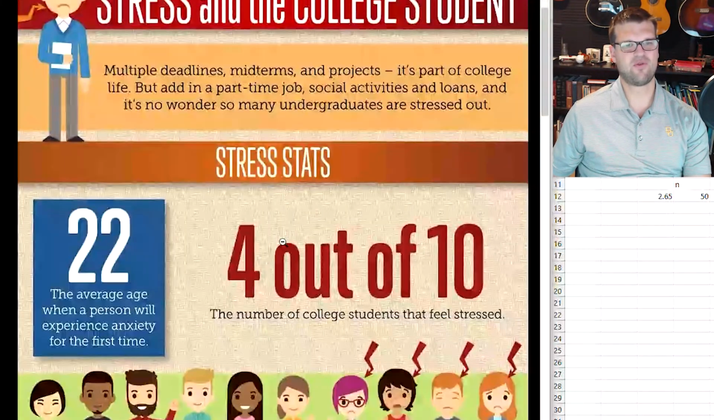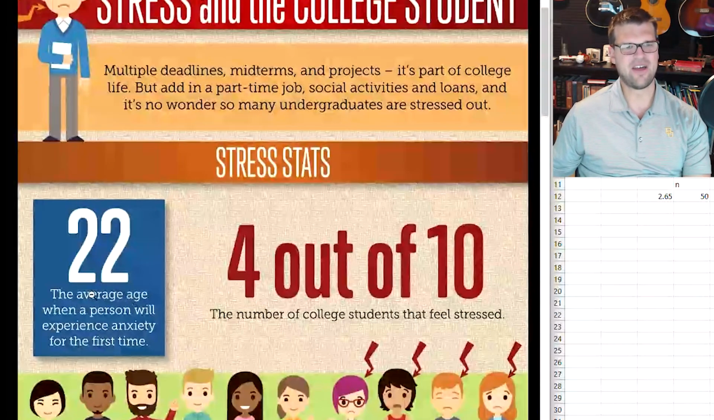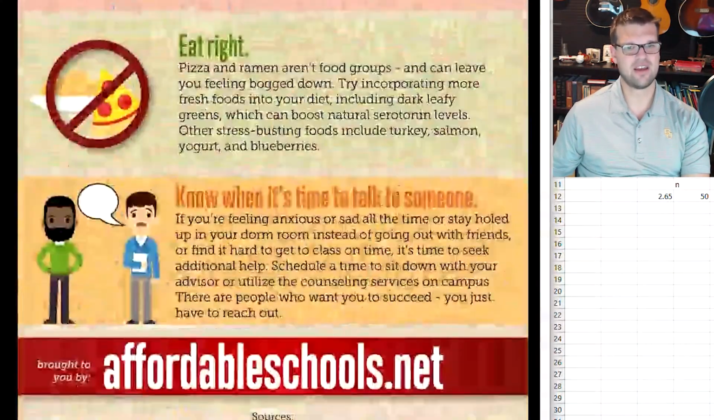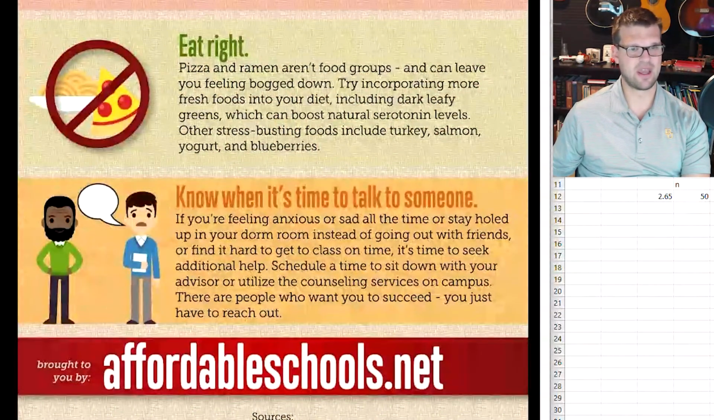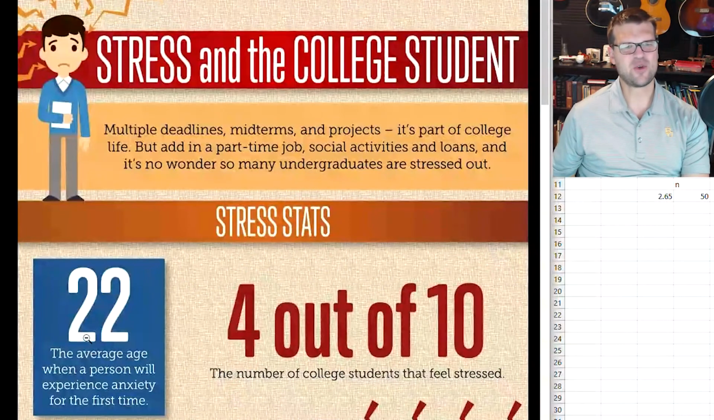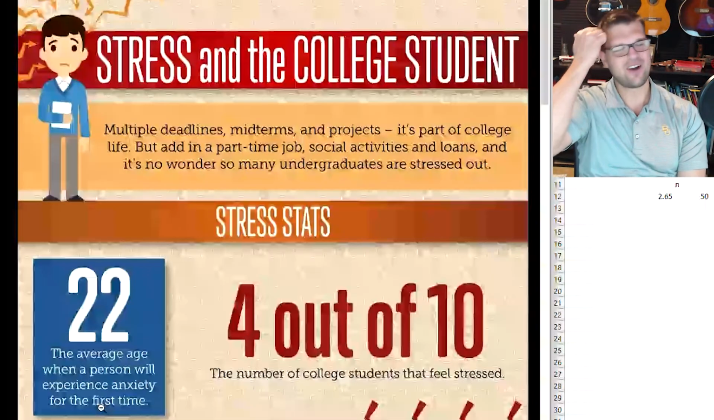Same thing with this, 4 out of 10 people. Did they literally just ask 10 people? The average age, they literally could have just asked 10 people, and they could have put that on here. They don't have to cite anything. Well, they did cite something, ada.org. But all this information, 22 is the average age when persons first experience anxiety. Yeah, I don't believe that.